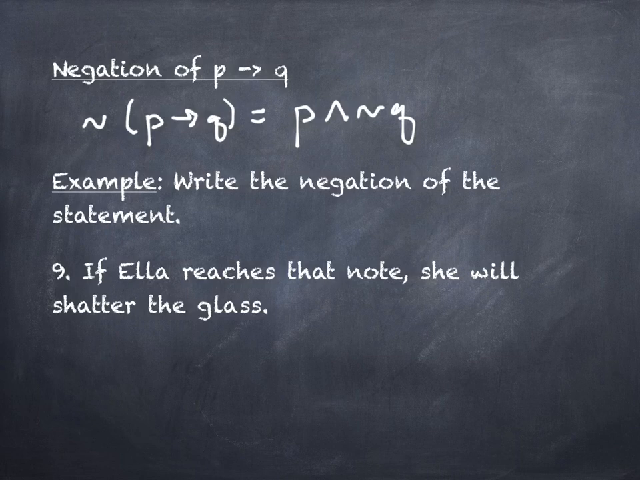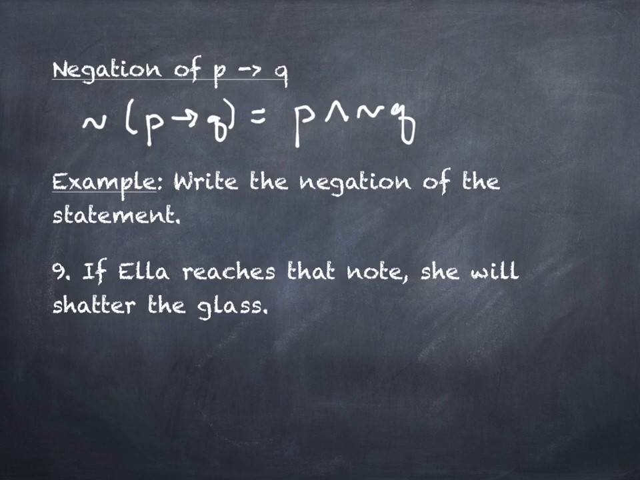So the first part, the premise, stays the same. I don't have any if-thens anymore. I have the word "and," and then I negate the second part. And when we write one out, it's going to make sense that this works, okay? But these are the symbols for what you have to do to negate it.